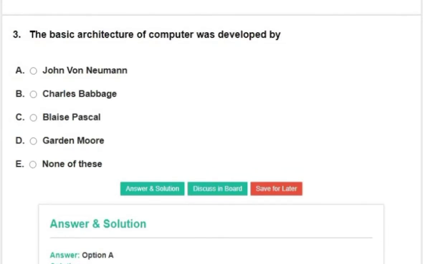Next, the basic architecture of computers was developed by John von Neumann, Charles Babbage, Blaise Pascal, Gordon Moore, none of these. And answer is John von Neumann.